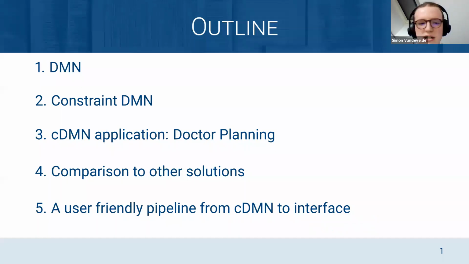So first, here's an overview of what I will be showing. First, we'll talk a bit about DMN, then I'll introduce constraint DMN. I'll show a concrete implementation of a constraint DMN application. Then I will compare this to some other solutions, and then I'll show a user-friendly pipeline. This doctor planning case, which I will be showing later, is a case that's already been shown by Jacob earlier, and it's a challenge which I submitted to the DMN community website. So if you recognize it, it's from there.